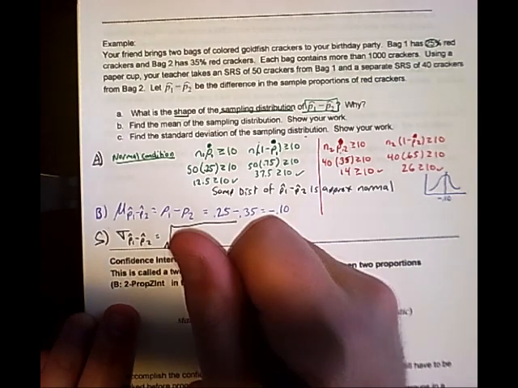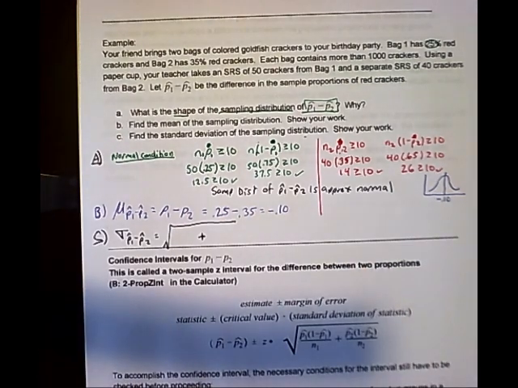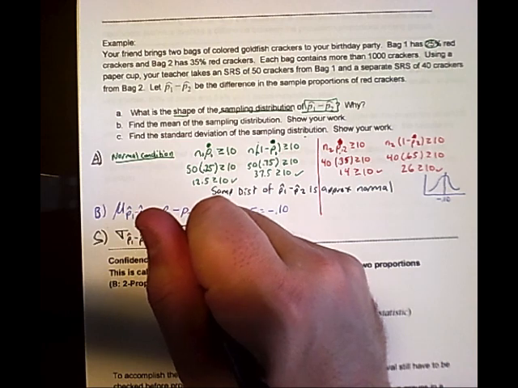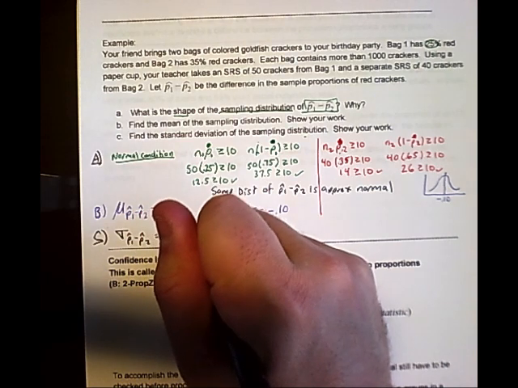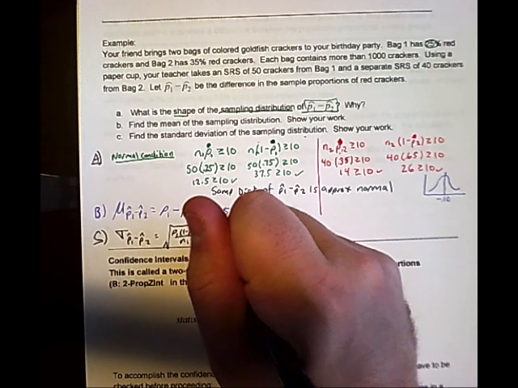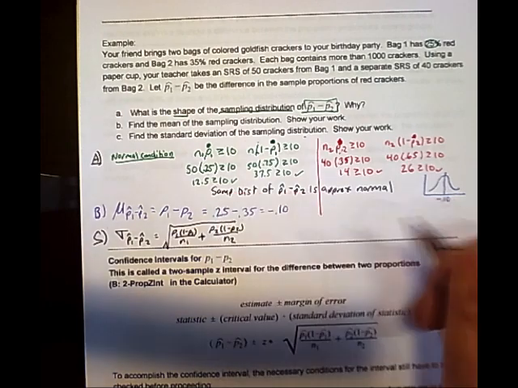Okay, we have to have a plus. All right, we never subtract variances. We always add variances. Okay, so we're going to do rho 1 times 1 minus rho 1 over n1, plus rho 2 times 1 minus rho 2 over n2.